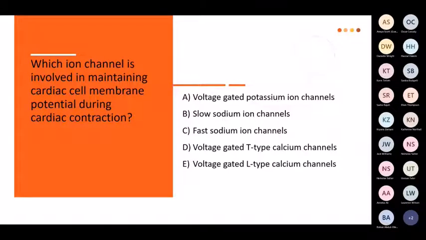So next SBA. Which ion channel is involved in maintaining cardiac cell membrane potential during cardiac contraction?